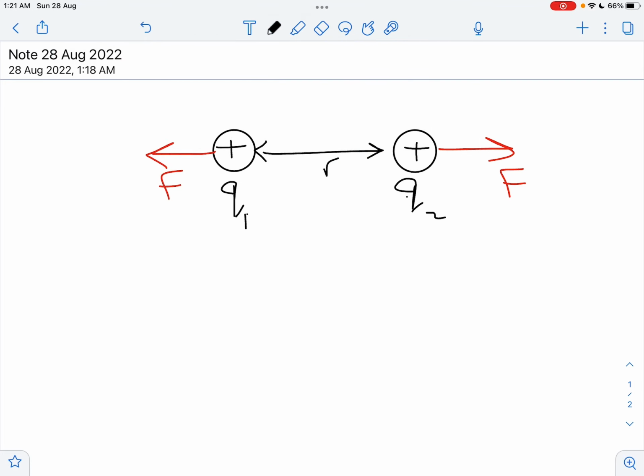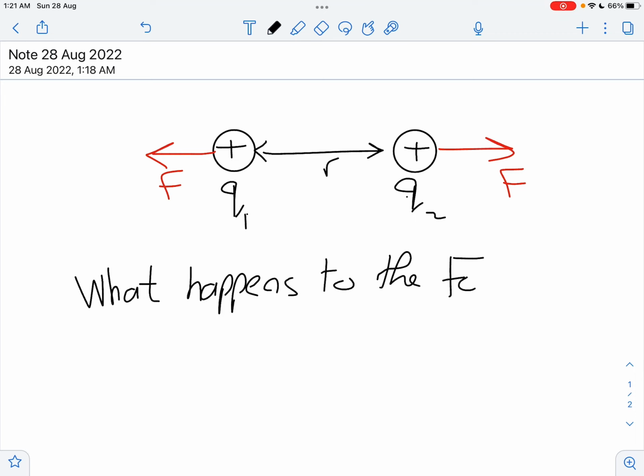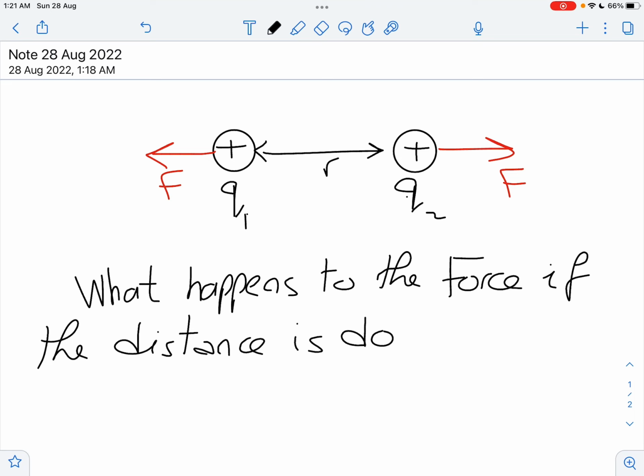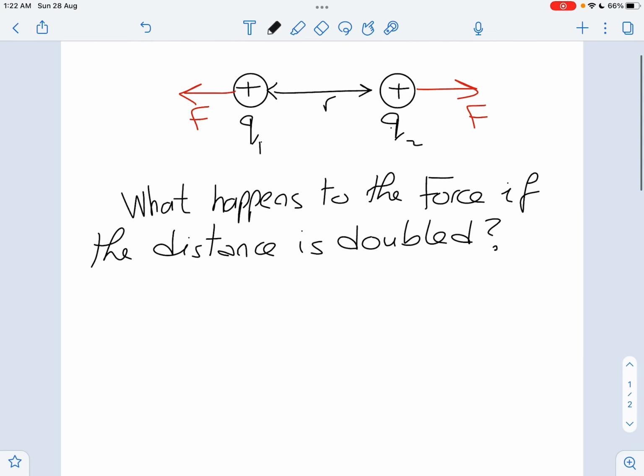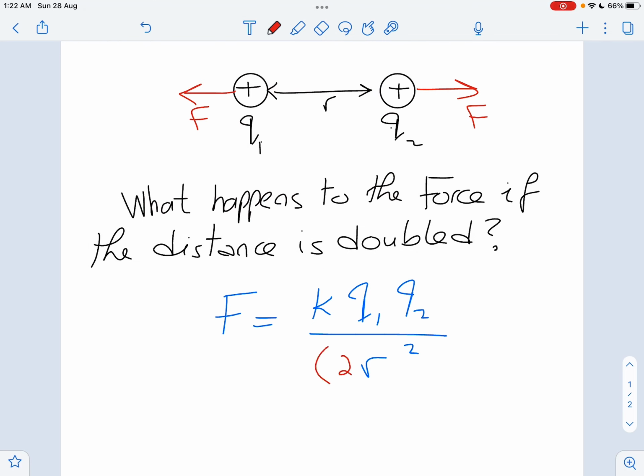So the question will be, what happens to the force if the distance is doubled, for example? All right, so how do we do such a problem? The easy way is to do it like that. The formula of the force is simply K Q1 Q2 over R squared. Now, since the distance is doubled, this means this R is simply multiplied by 2.